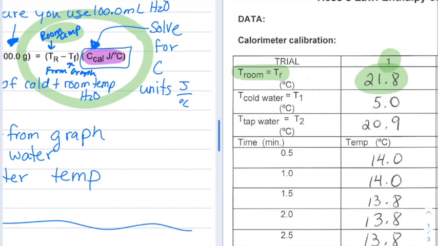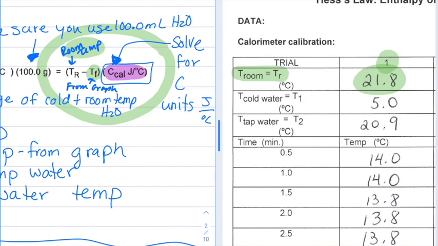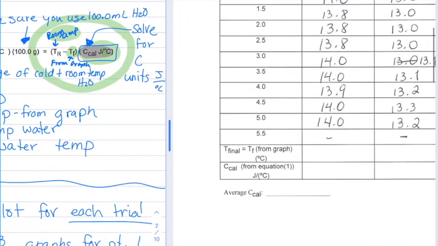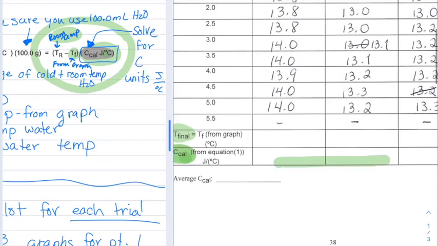Before I say finally, we have TF right here. That's going to come from our graph, and I'll talk about that graph in just a moment. And then this CCal, you're going to be solving for, and once you find that value, it is going to be right over here. So T final from the graph, which we are waiting with bated breath to talk about, and then CCal, which is the answer to your calculation. Once you get all 3 of the CCals, you're going to average them.